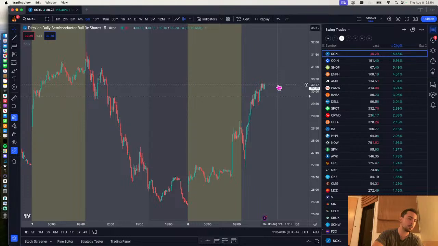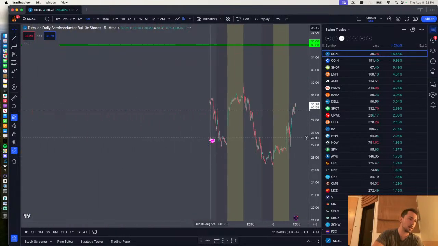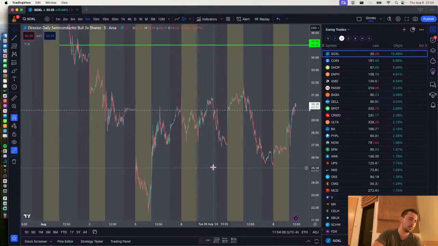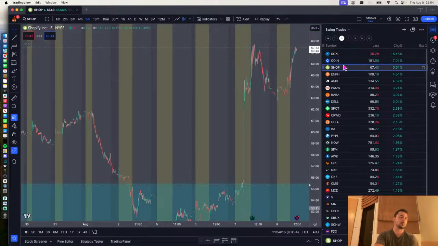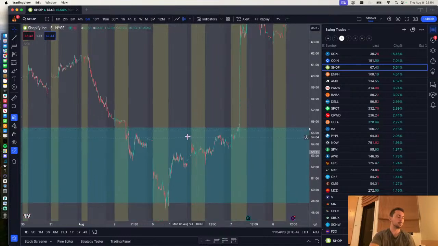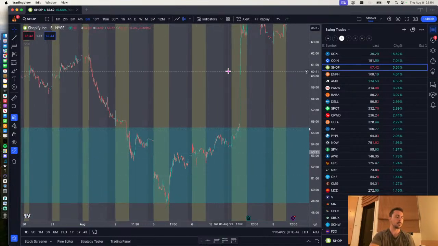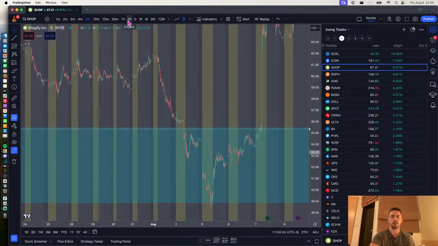But yeah, the biggest add that we've had was SOXL. I added this at 24.90, I think. But Shopify was a real winner for me. I added this at 53. This blue box I've had drawn forever. I think I talked about this in some of the lives that I've done.